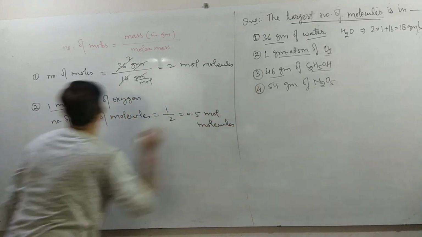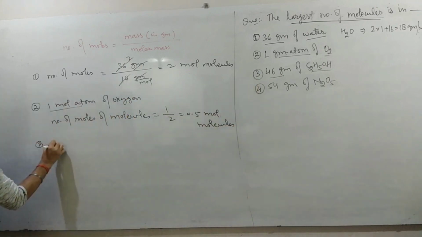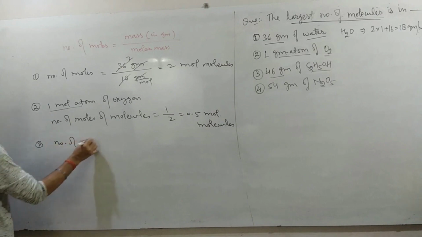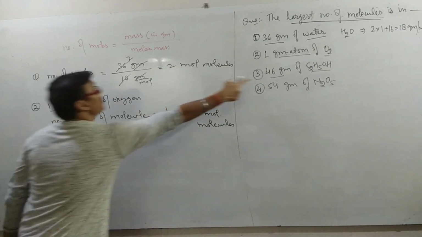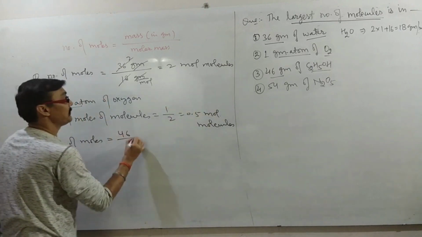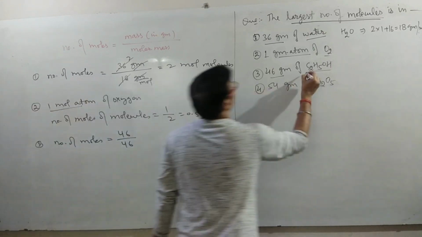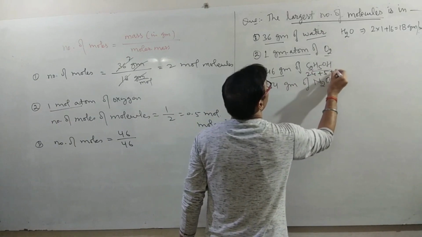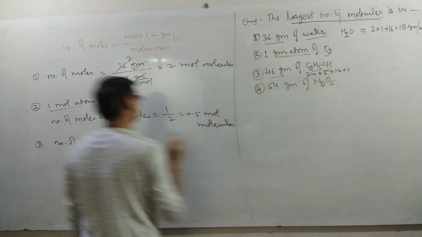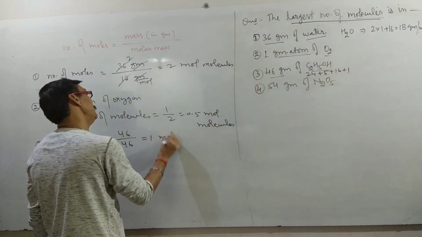As in the third option, number of moles is mass in gram 46 divided by the molar mass of ethanol, also 46: 24 plus 5 plus 16 plus 1, that is 46. So it is 1 mole molecule.